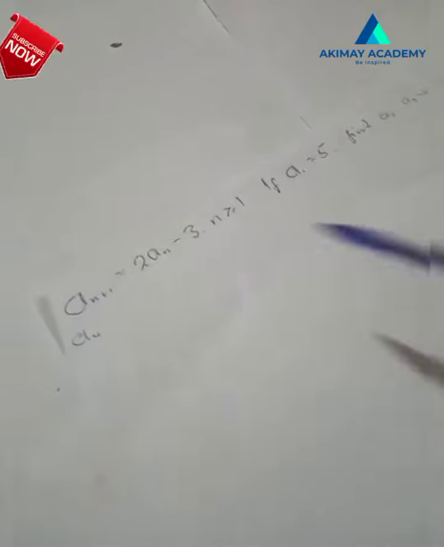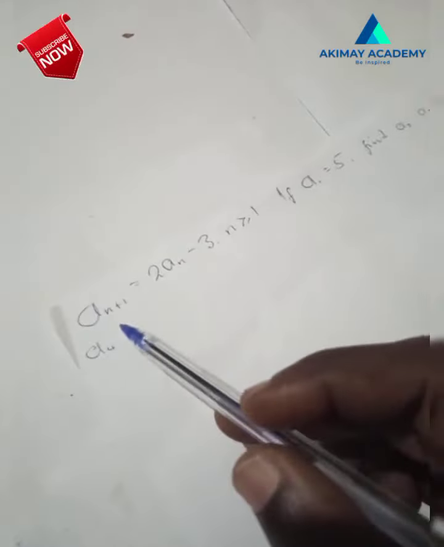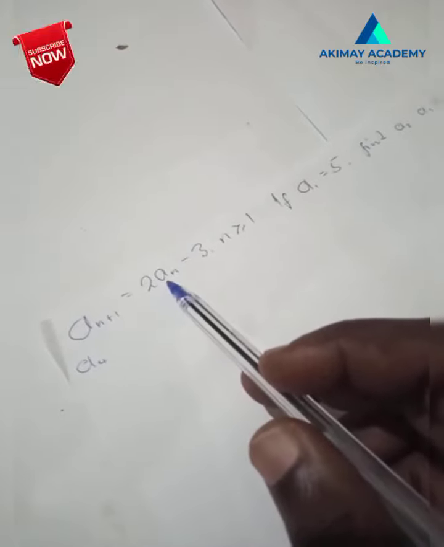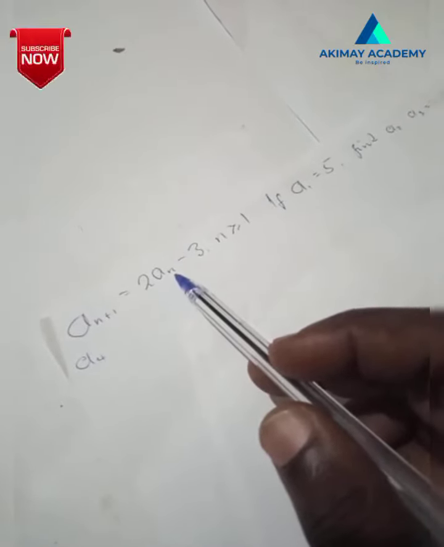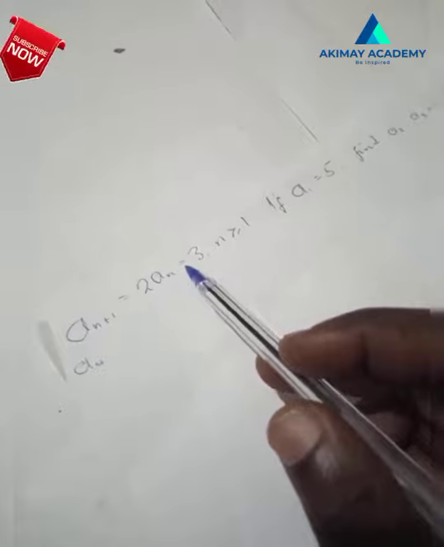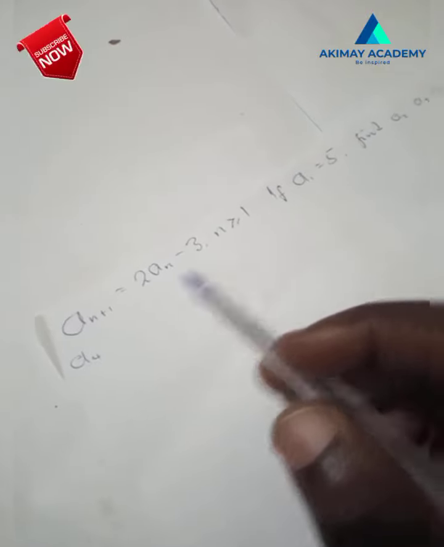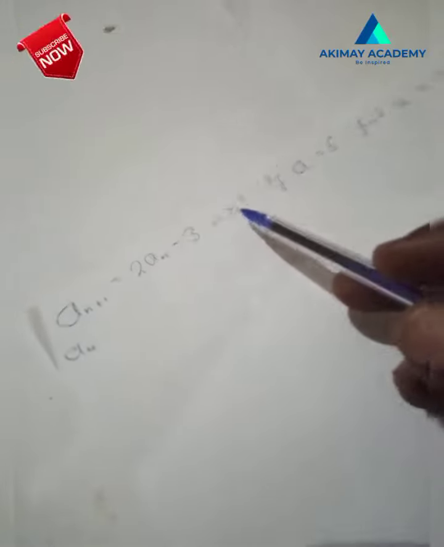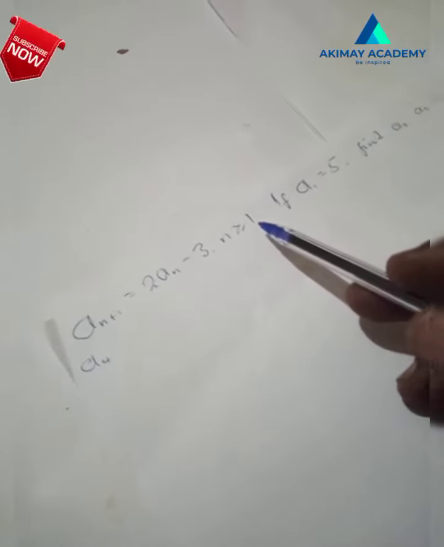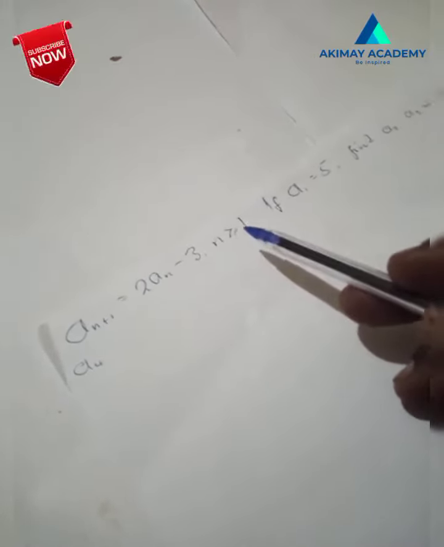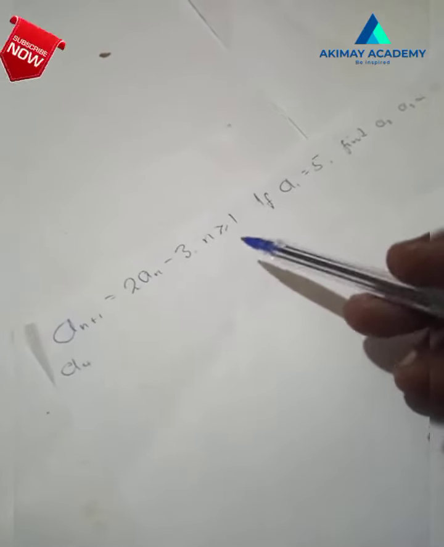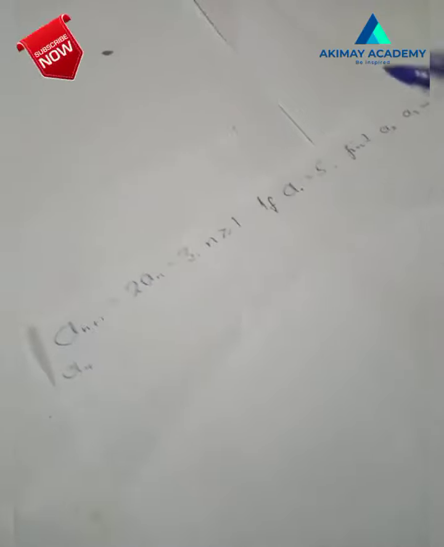Now, the expression given to us is a subscript n plus 1 equals a subscript n minus 3. This is the sequence expression they give to us. Now, they said n is greater than or equal to 1. Otherwise, if n is less than 1, you'll be having problems.